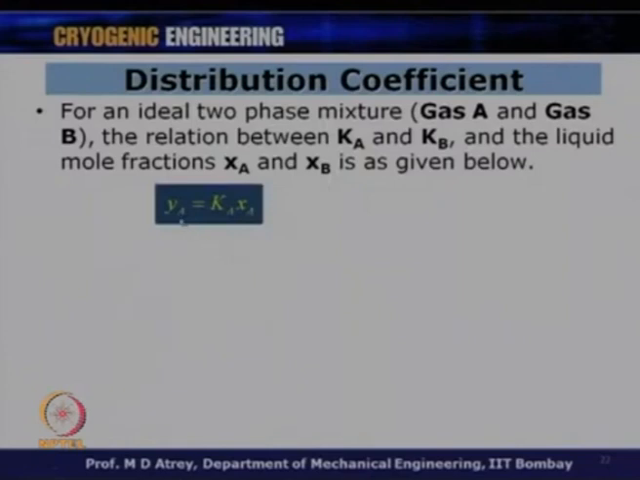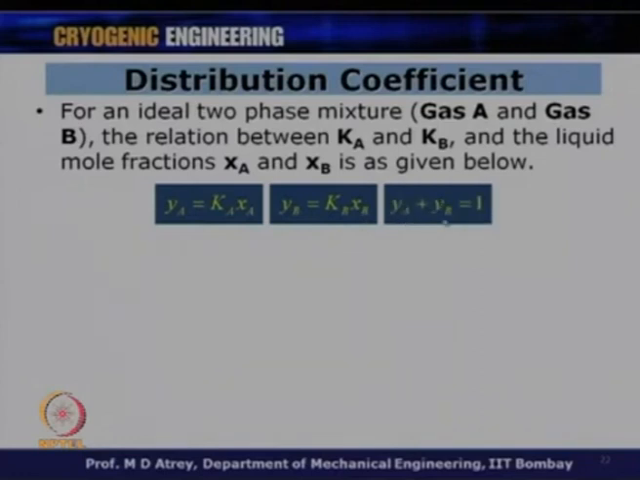So, how do I do that? I know Ya is equal to KaXa, I know Yb is equal to KbXb, and I know that Ya plus Yb is equal to 1. If I apply the same law for vapor, we have already done that for liquid: we know Xa plus Xb is equal to 1. Similarly, we know that Ya plus Yb is equal to 1, and the Ya and Yb values are given over here. So, I just replace Ya by KaXa and Yb by KbXb. I know KaXa plus KbXb is equal to 1, and this is what relates the values of Ka and Kb and Xa and Xb.